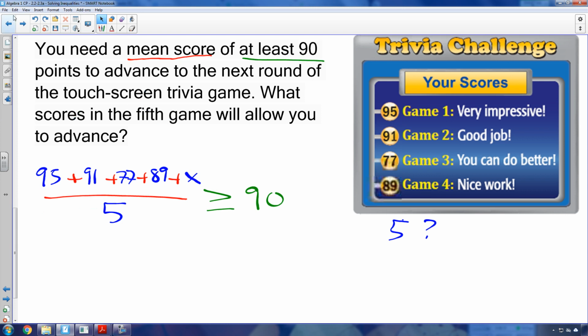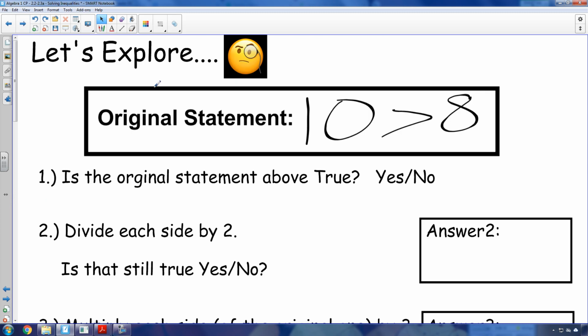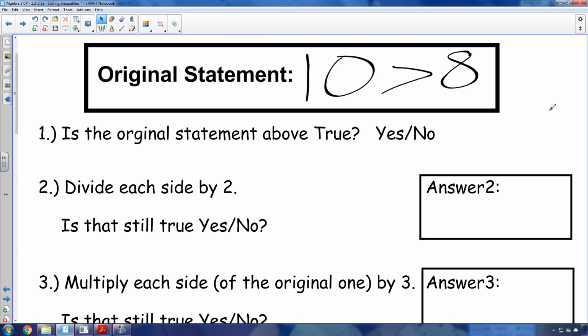The last thing we want to do is just explore this statement. 10 is greater than 8. I want you to just go through it like this. So what I'm going to do is I'm going to start it for you. Is the original statement above true? And I'm going to say yes, 10 is greater than 8.